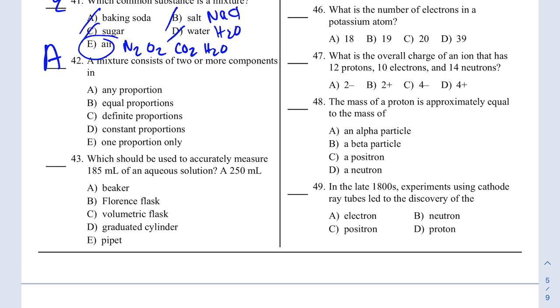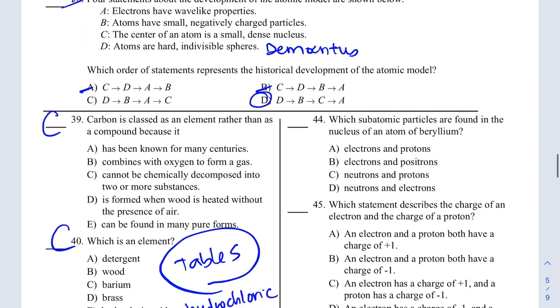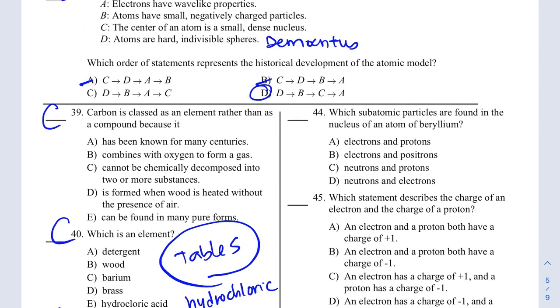Which should be used to accurately measure 185 milliliters of aqueous solution? Beaker, Florence flask, volumetric flask, graduated cylinder, or a pipette? This is graduated cylinder. Which subatomic particles are found in the nucleus of an atom of beryllium? How about in an atom of anything? In the nucleus, we have protons and neutrons.